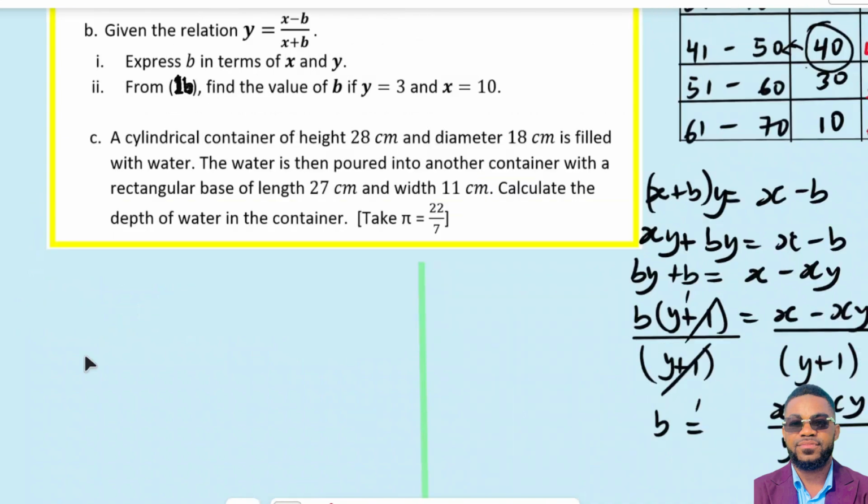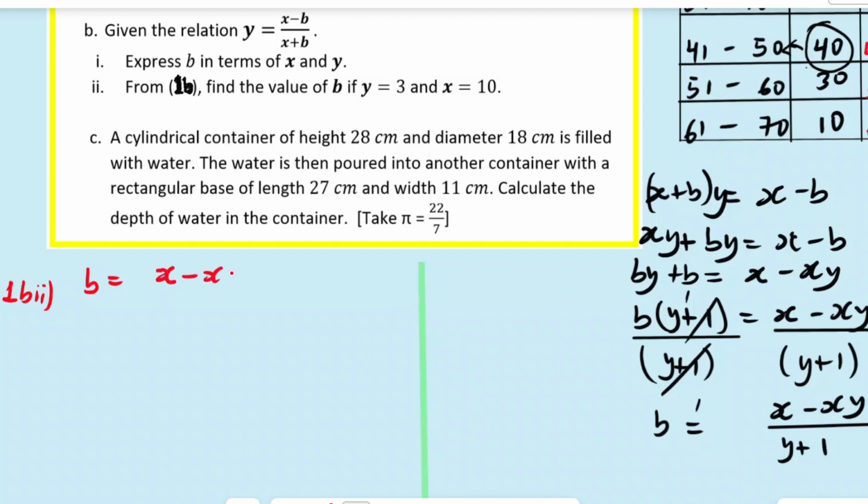Now the next question. So let's get the next question here. That is question 1b II, and we have to find the value of b when y is equal to 3 and x equal to 10. So that is from the previous question. Now we just saw that b is equal to x minus xy all over y plus 1. So that's what we got for b. And we have to find the value of b if y is equal to 3 and x is equal to 10.